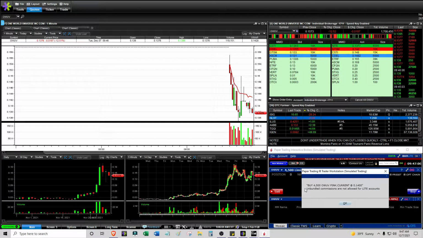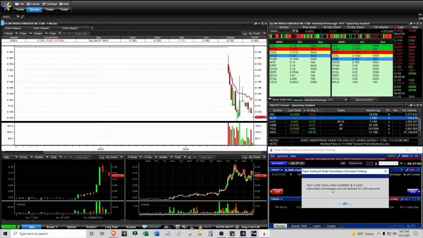Unbundled commissions are not allowed for light accounts. Maybe something about the commission structure in which it's charging per share or something like that. It's just something that's not available for light accounts. I have zero idea what this means right here. So whatever this stupid message means, it's literally probably going to cost this broker $7,000, which I'm sure is nothing to them anyway.